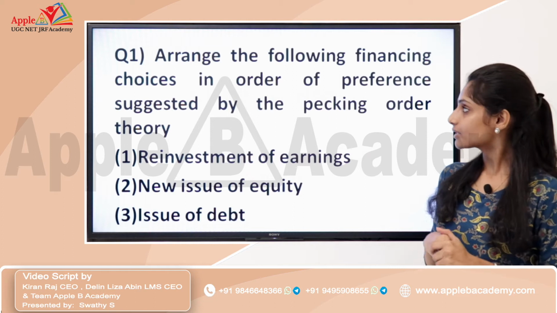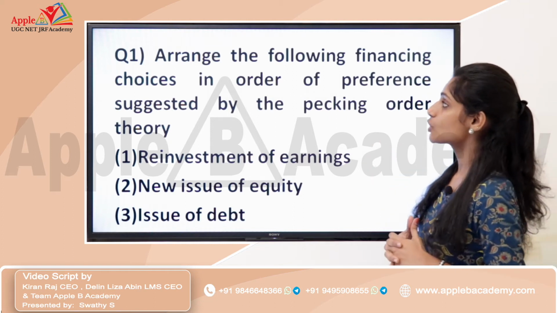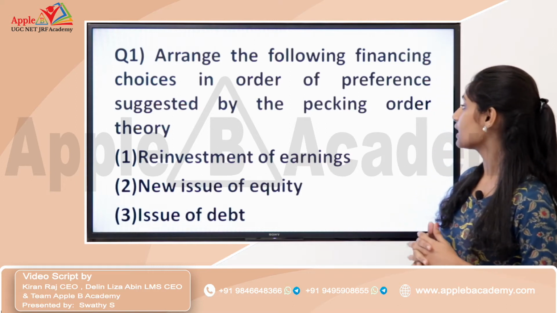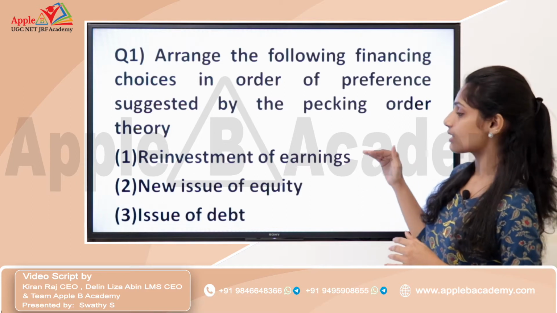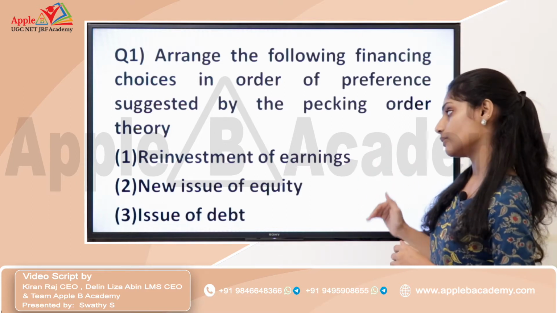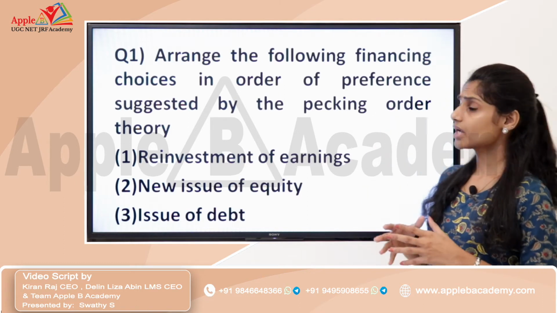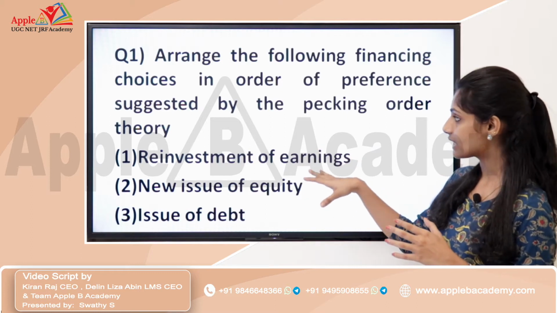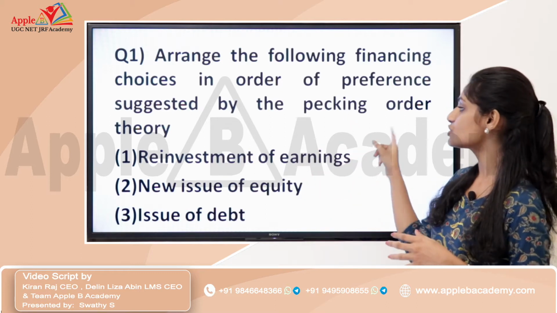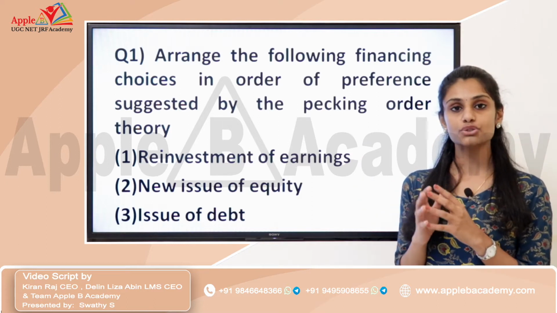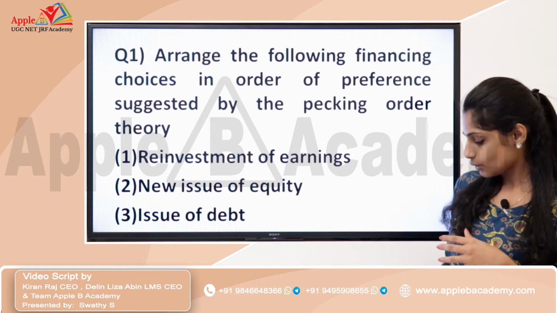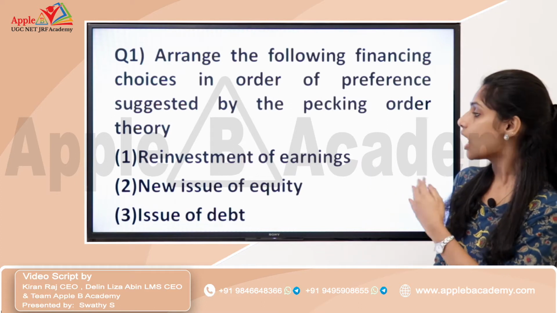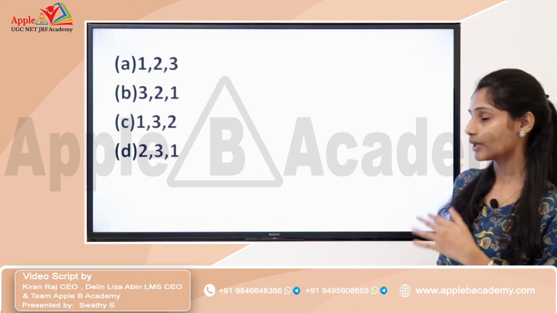So let's start. This is the first question: arrange the following financing choices in order of preference suggested by the pecking order theory. The options are reinvestment of earnings, new issue of equity, and issue of debt. This is all related to different sources of raising funds based on pecking order theory, so you should know what the pecking order theory is. You have to arrange the options in the order of which one is more preferential, then the next one and the third one.